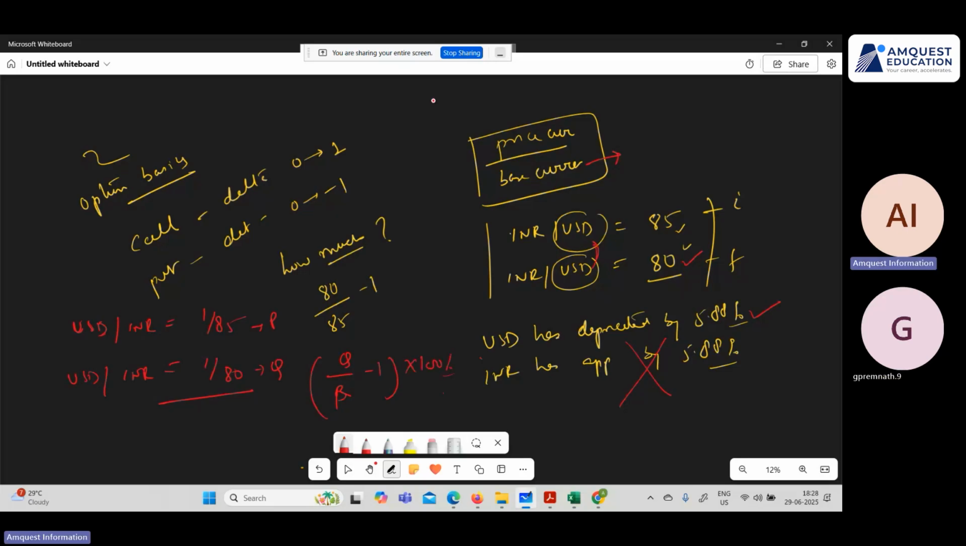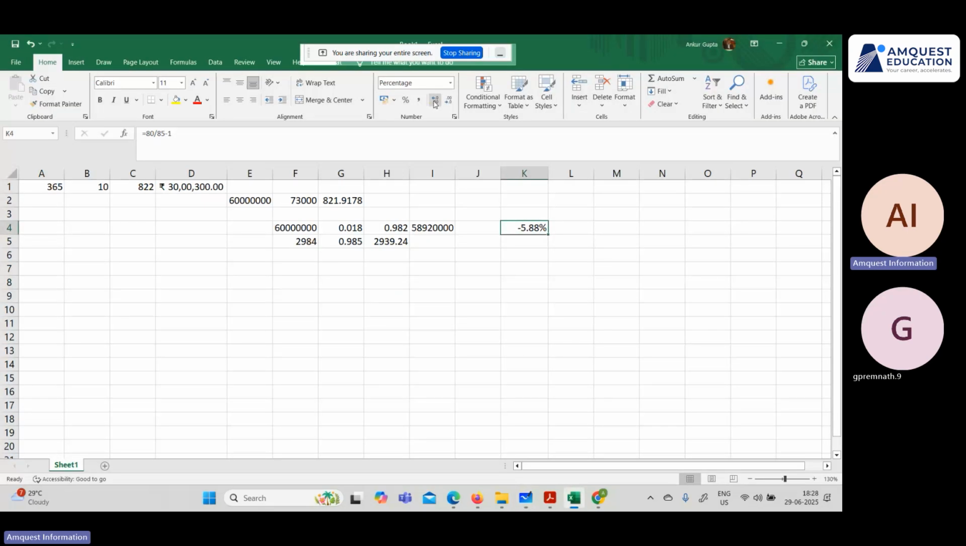Right. And I can show you very quickly that if I do 1 divided by 85, and if I do 1 divided by 80, and then if I do this divided by this minus 1, look at this. The INR has appreciated, but by 6.25%, while the USD depreciated by 5.88%. So they are not equal.